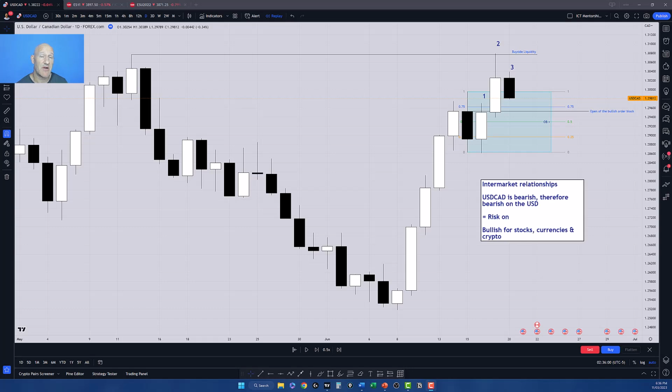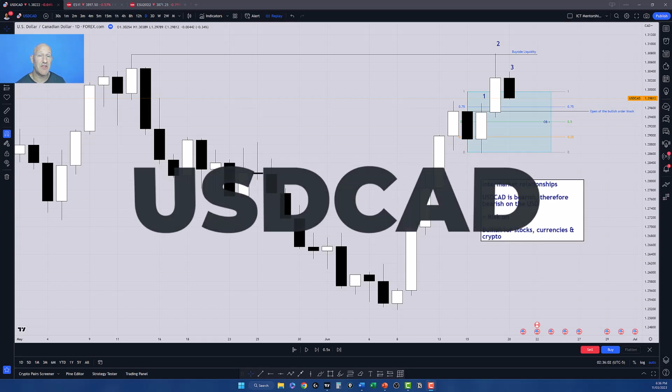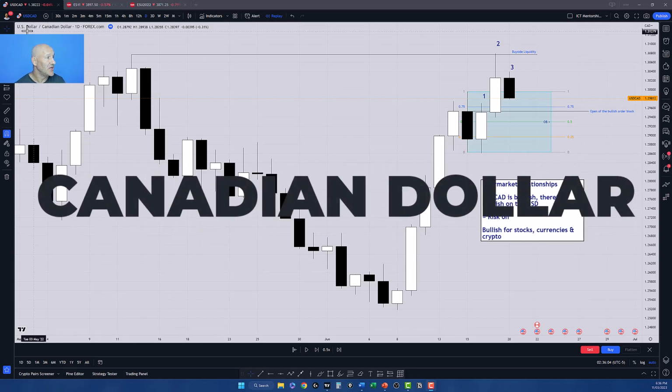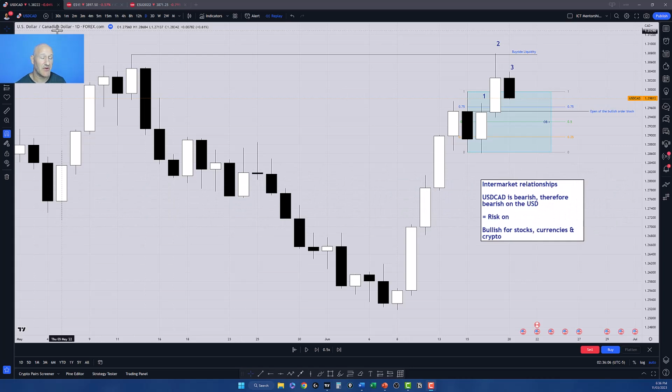So we're going to start our analysis today by looking at the US dollar CAD. So that's the US dollar versus the Canadian dollar. And it's important to keep in mind that the US dollar in this case is the numerator and the Canadian dollar is the denominator. And the reason why we're looking at the US dollar CAD is we're going to use this to help build this intermarket relationship that we've talked about earlier in the video.